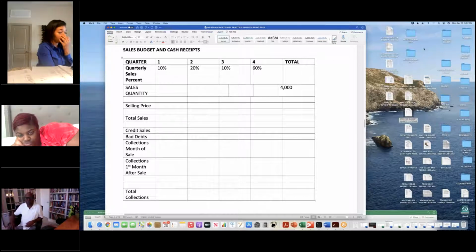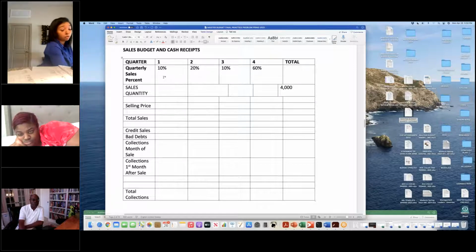Times the 400, and that's how you get your total amount of sales. And that's 1.6 million. Then do 10% of that, and then 20% of that, and then 10% of that, and then 60% of that. Your total should end up 1.6 million. So the first number we're going to have is 10% of sales.